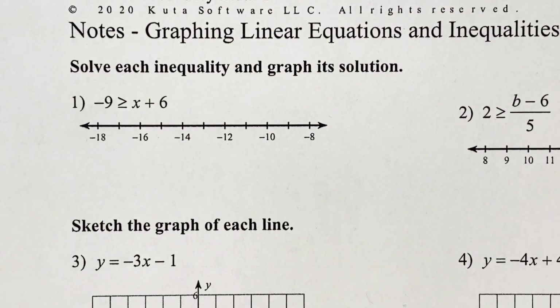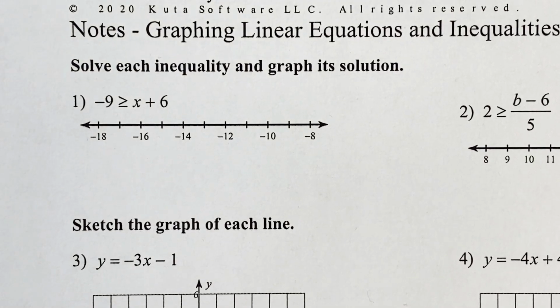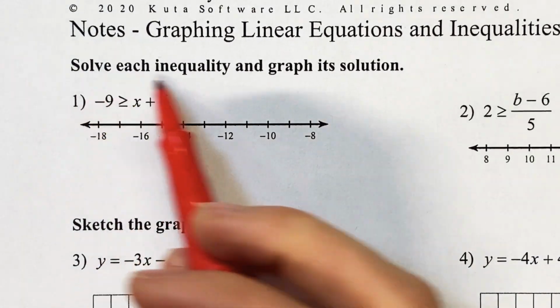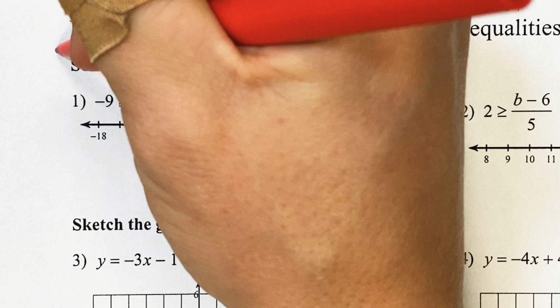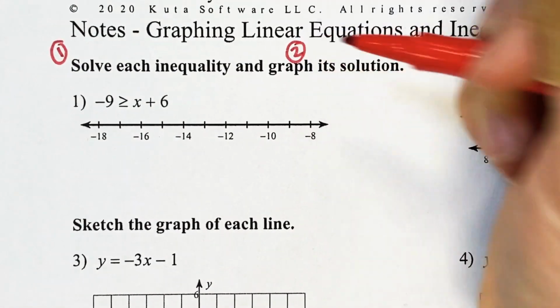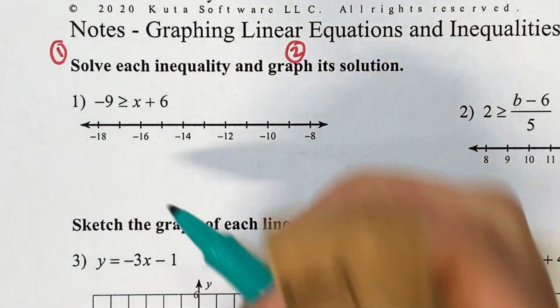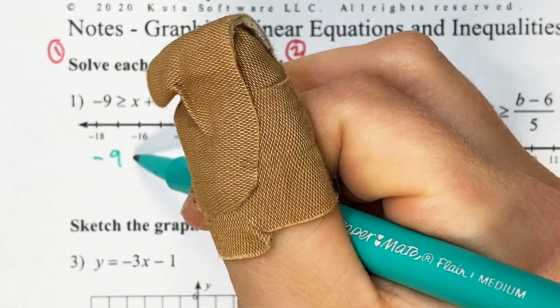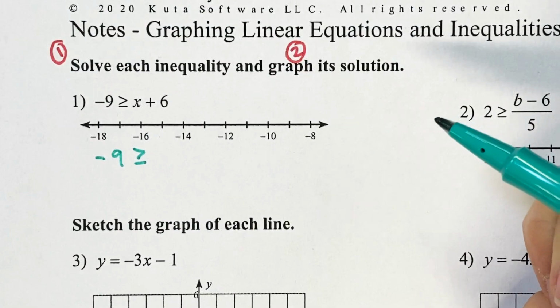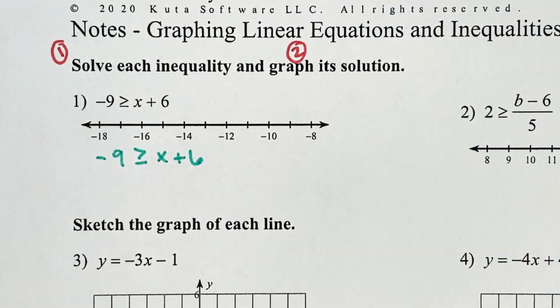We are being told to solve each inequality and graph its solution. So notice we have 2 steps that we have to do here. First, we have to solve, then we can graph. If I am going to solve this inequality, the first thing I want to do is rewrite it down here so you can go ahead and solve it. So -9 is greater than or equal to x plus 6.